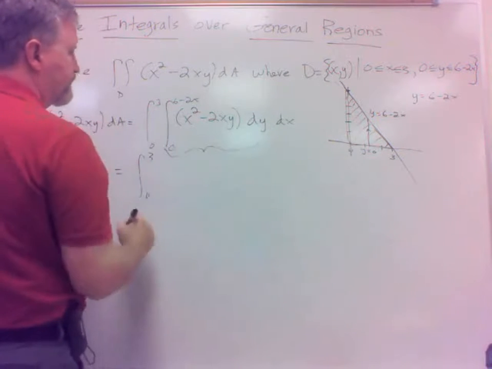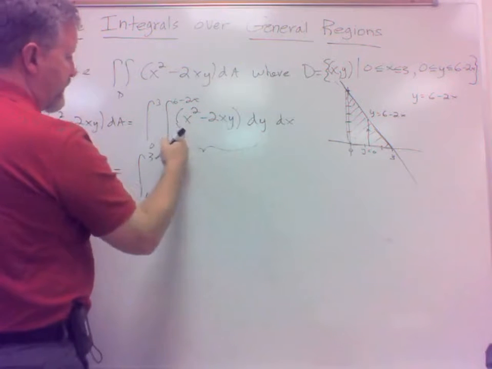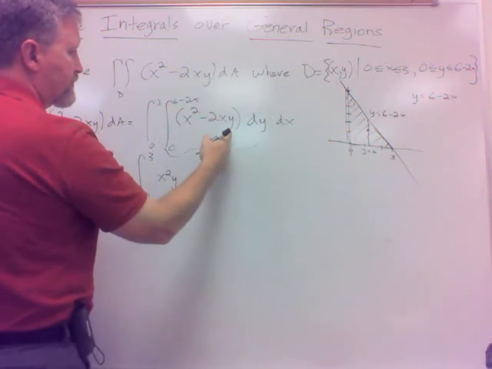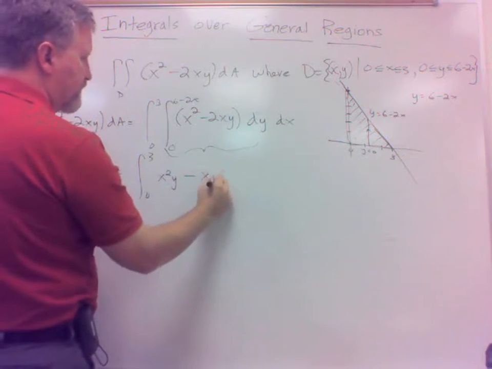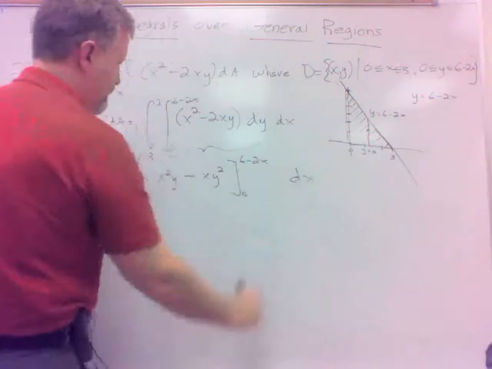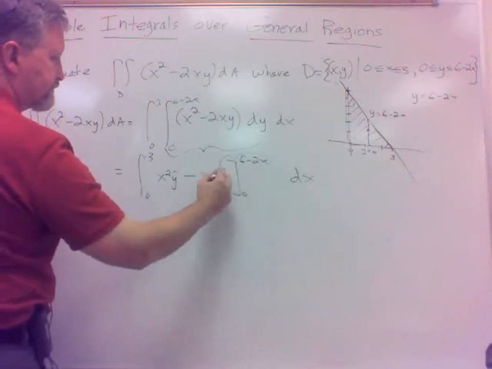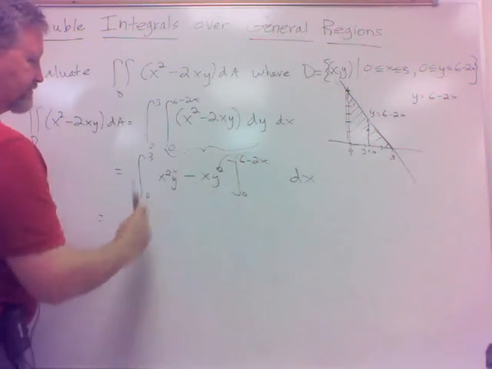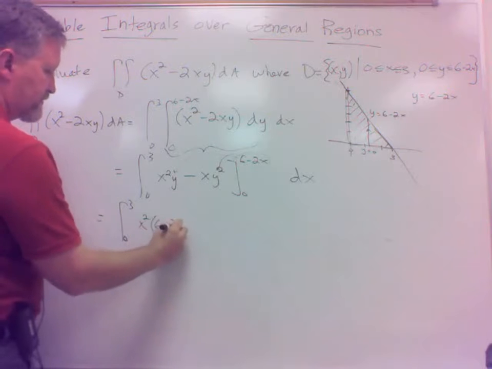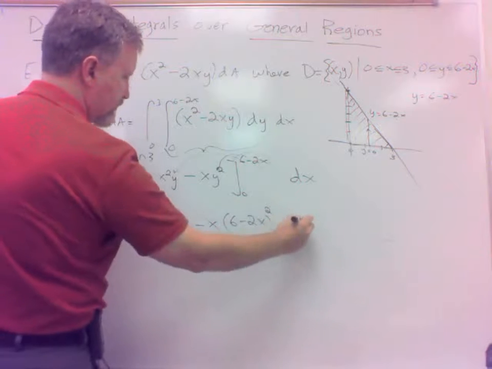First of all, we integrate with respect to y. So that'd be x squared y, since x's are constants, minus y squared over 2, so the 2's will cancel, just minus x y squared, from 0 to 6 minus 2x. Then we'll integrate with respect to x once we do that. These go in place of y's, and notice when y is 0 it would just be 0, so that's good. So we have 0 to 3, x squared times 6 minus 2x minus x times 6 minus 2x squared.